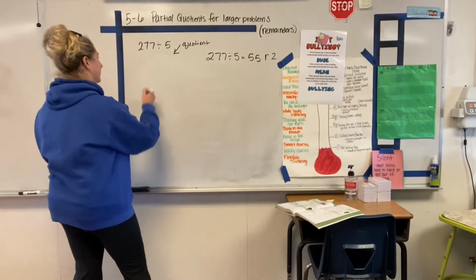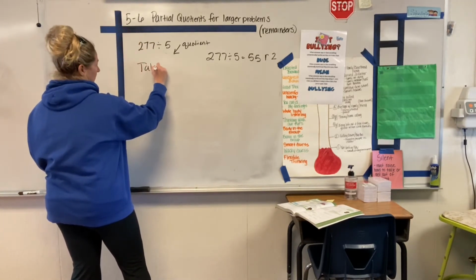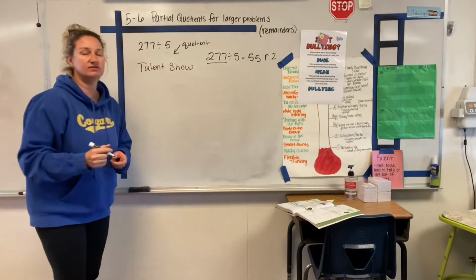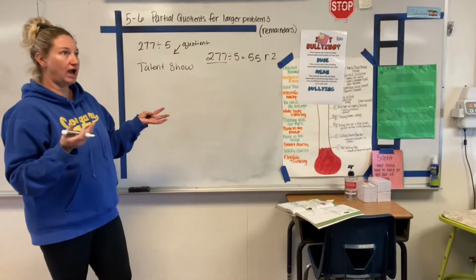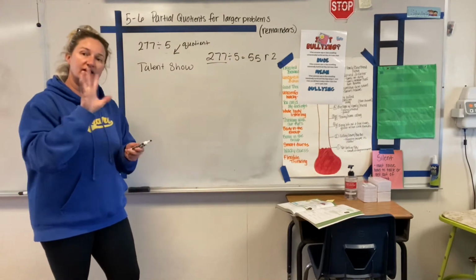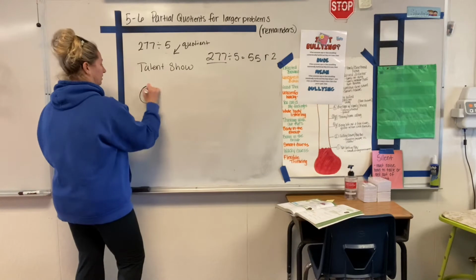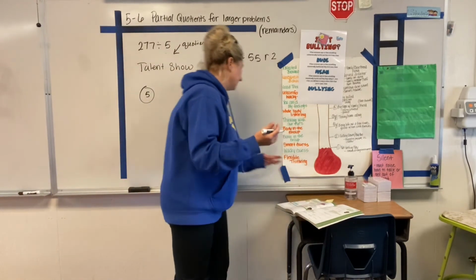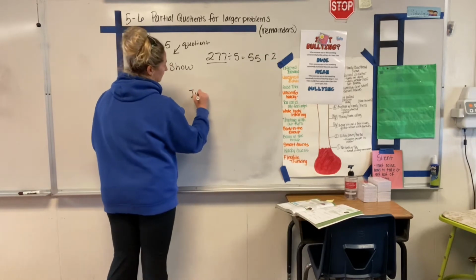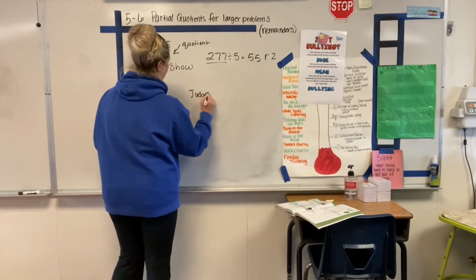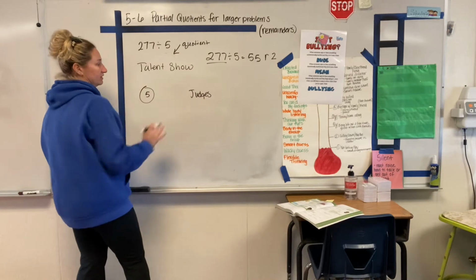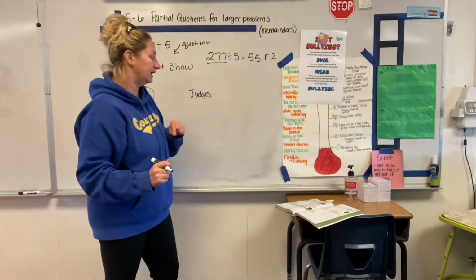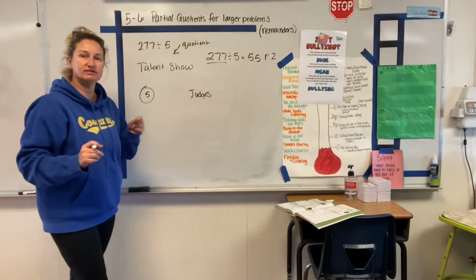Okay, so they're going to a talent show. There's 277 people who want to try out for this talent show. 5 people at a time go in front of the judges to interview. So here's your judges. 5 people at a time go in front of the judges. And the question is, how many group interviews were needed to audition 277 people?